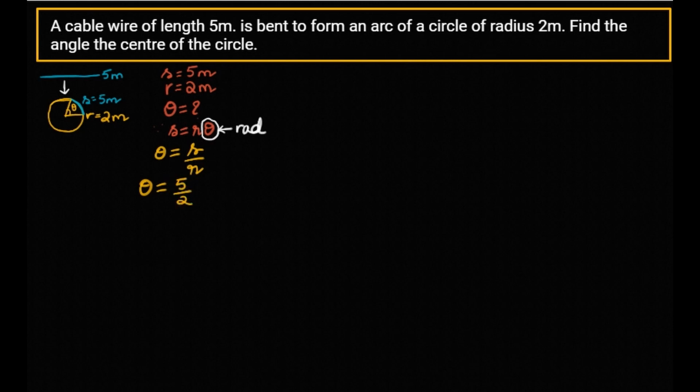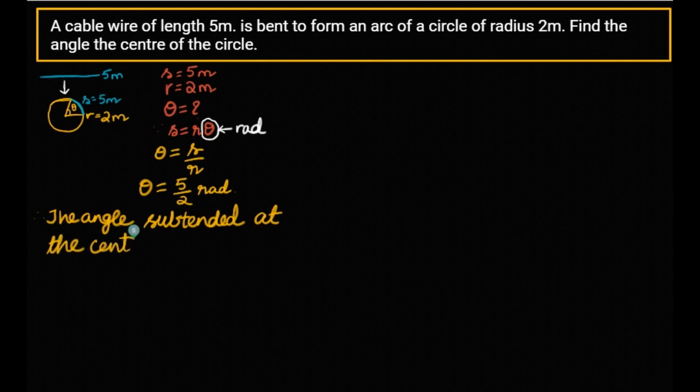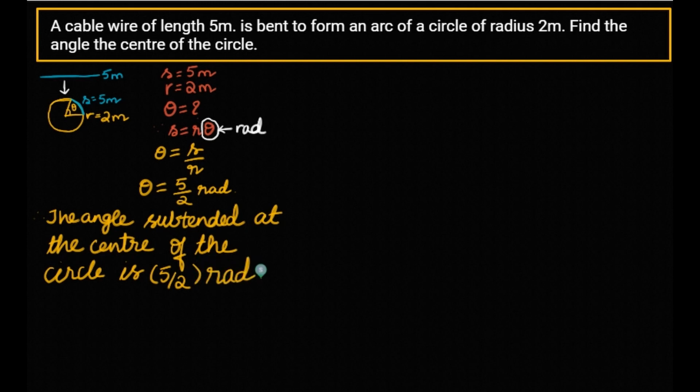So the theta here is in radians. The angle subtended at the center of the circle is 5 by 2 radians. So this is our final answer.